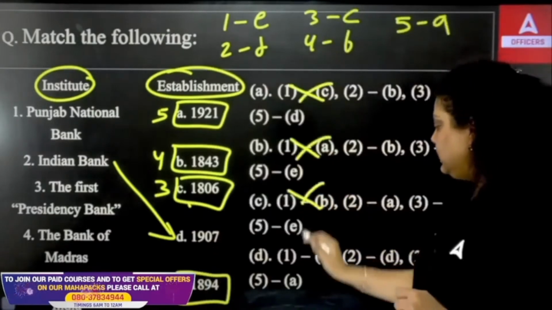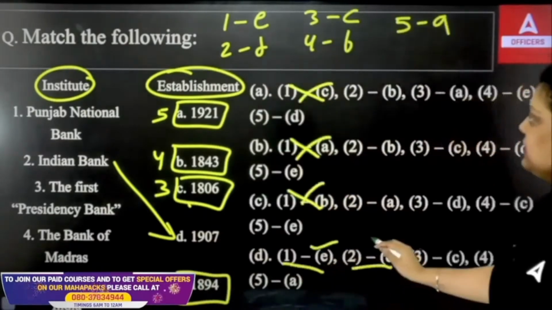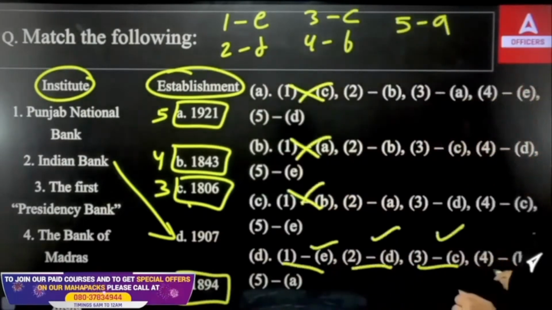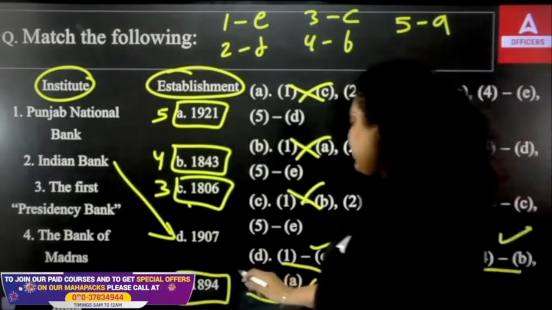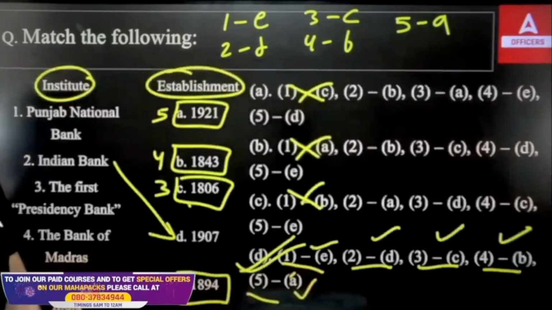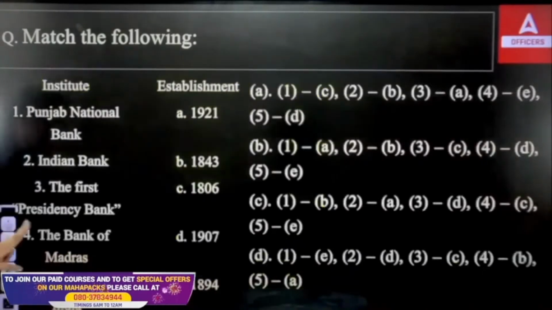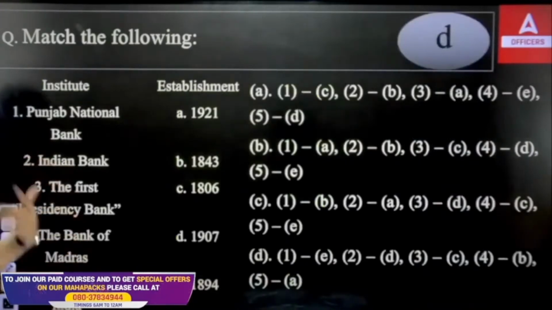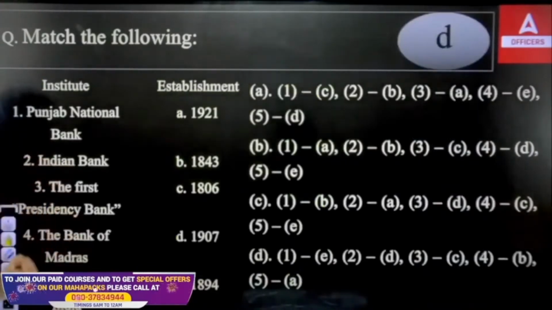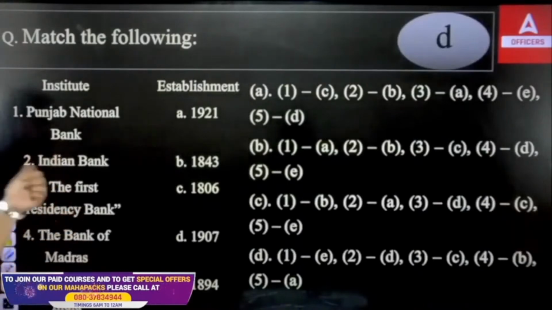First is E, this is true. Second is D, this is true. Third is C, this is true. Fourth is B, this is true. And fifth is A, this is also true. It means the right answer will be option D. So do make sure in match the following, find out the options which you actually know, and the remaining will automatically fit in the answer. So the right answer is option D.